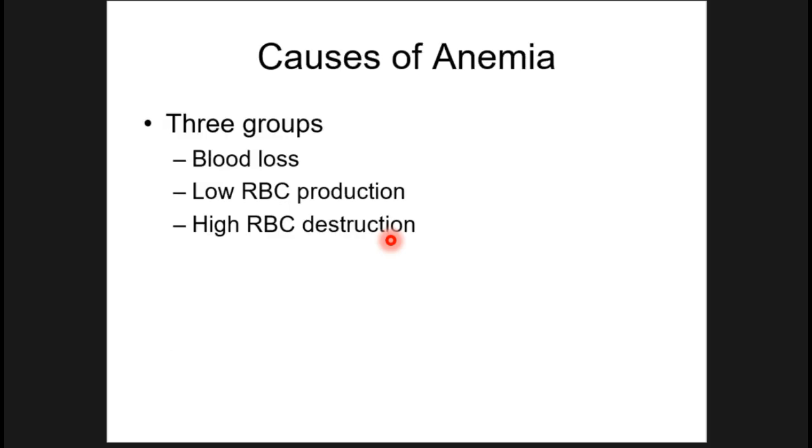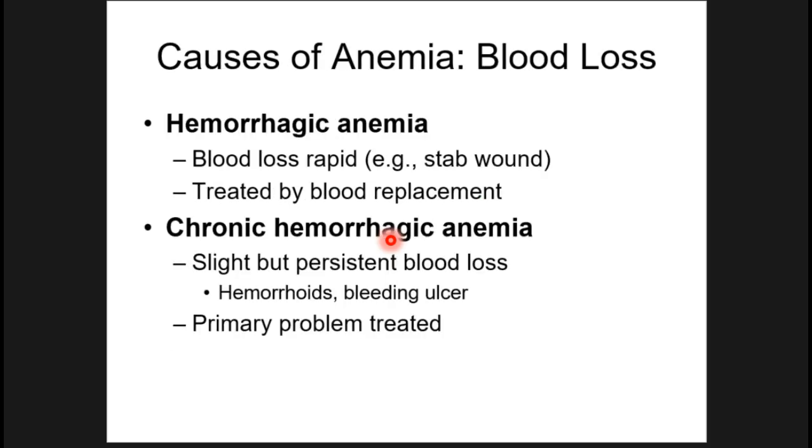Okay. Anemia can be from blood loss. You get stabbed, you lose a lot of blood, now you're anemic. You can have chronic hemorrhaging. Some people will just have hemorrhoids or a bleeding ulcer for a really long time and let it go unchecked. And they have slight but persistent blood loss, and that can cause anemia too. Treat the hemorrhoid, treat the ulcer, you'll be fine.